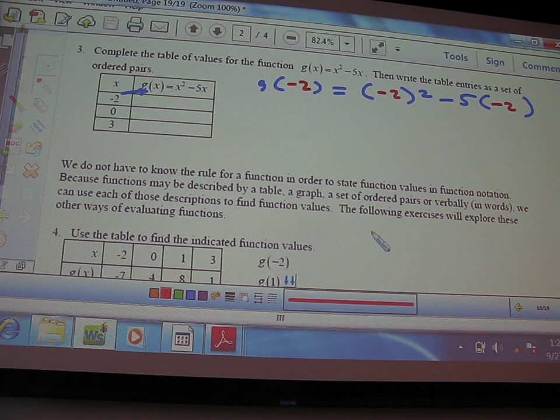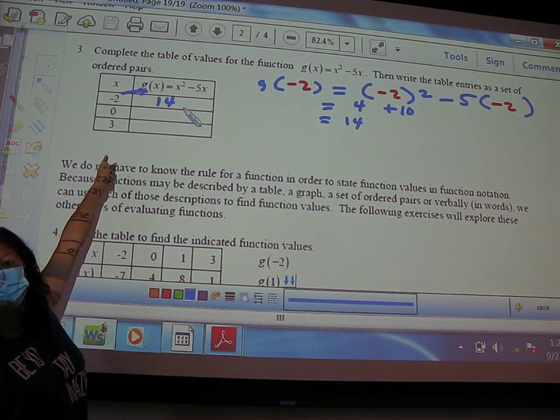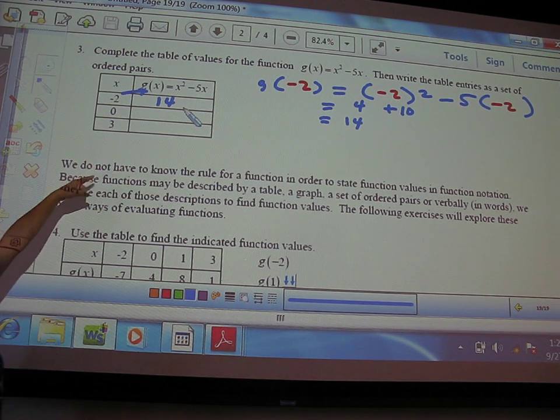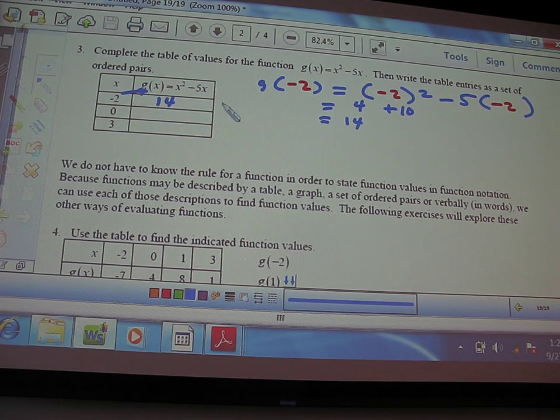Oh, look, we've done this before. It's exactly the same as the one above it, on purpose. Negative 2 squared, positive 4, negative 5 times negative 2, positive 10, 14. So here I'm going to write in 14. So the difference is the format. And then the 3, we've replaced the 0.4 with the 3. That's the only difference. So we're doing it in table format. You're going to write it out like that, and then write them as a set of ordered pairs. So this first one, here's my ordered pair. Negative 2, comma, 14.